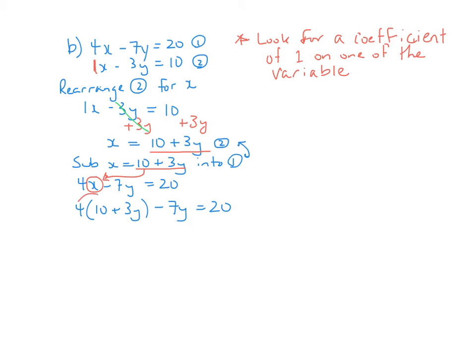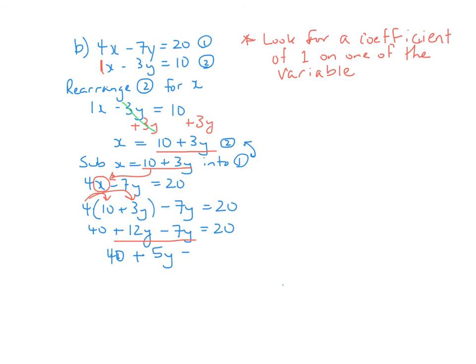Now we're going to expand, like we learned before when we were solving equations. 4 times 10 is 40. 4 times 3 is 12 with a y. Minus 7y equals 20. So everything else is staying the same. I'm looking for like terms that I can put together, which I have here. I have positive 12y's, but then I'm taking away 7y's. That's going to leave me with 5y's. So I still have the 40 plus, and then we have 5y's equaling 20.